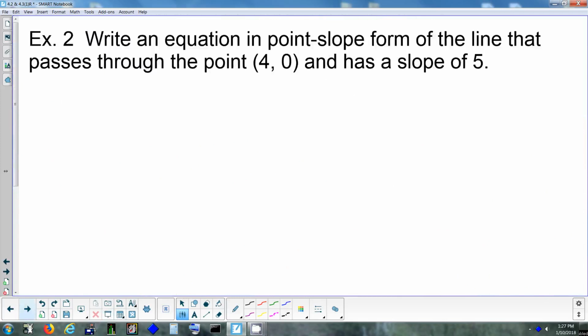All right, so this problem says write an equation in point slope. In point slope, you don't have to do the second step. Does it matter what equation? Yes, you have to have the right numbers in the equation.